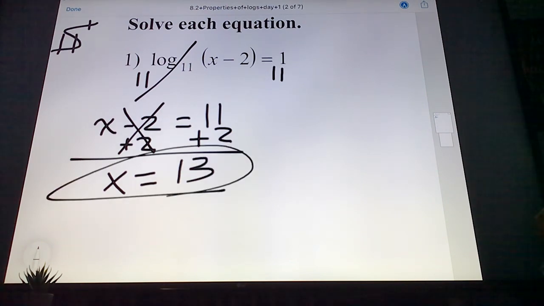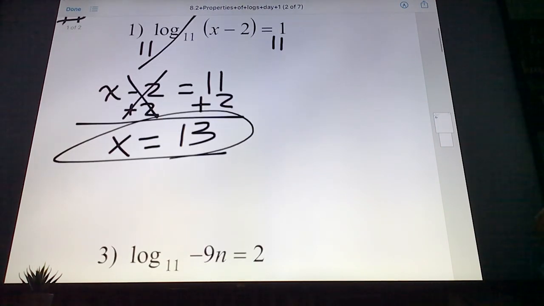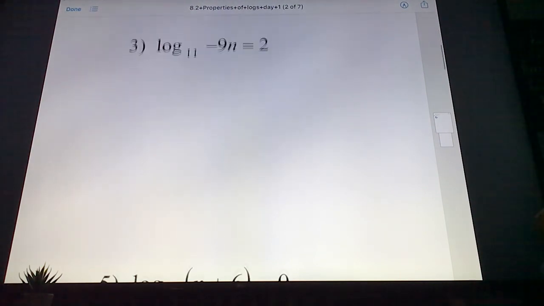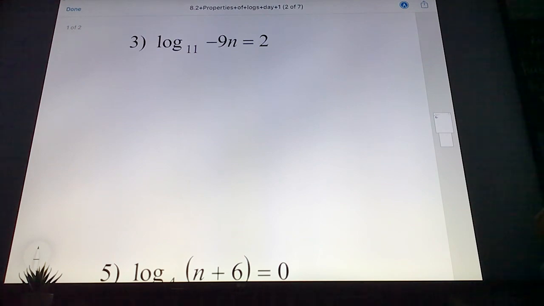Okay? And so now we've solved for this log. And if I'm going too fast, then pause it. Okay, we can look at 3, and we also see that that log base is 11, so you're going to raise both to the 11th power. And some of these you're going to need a calculator.